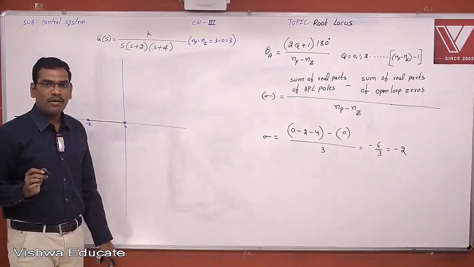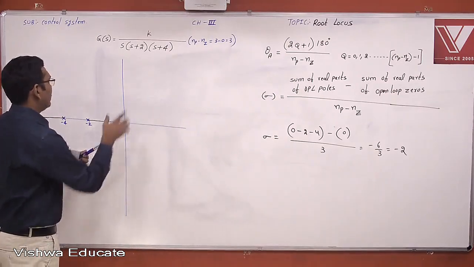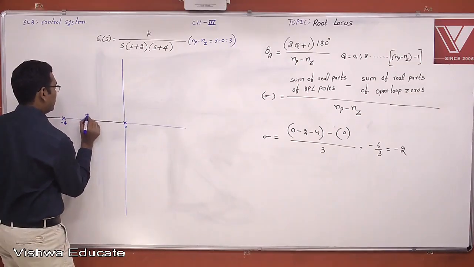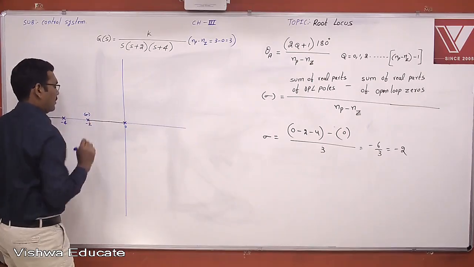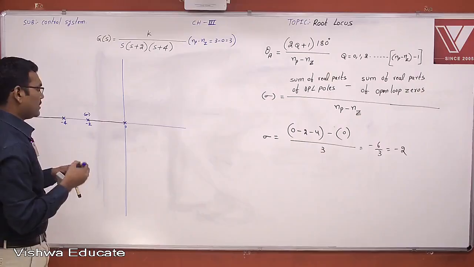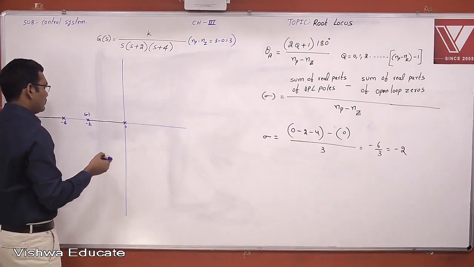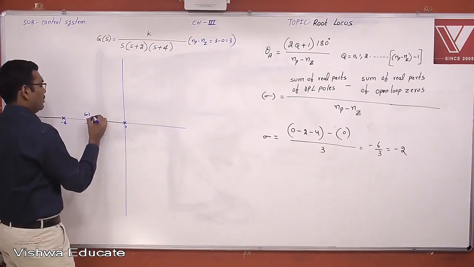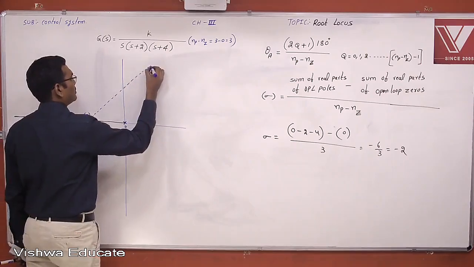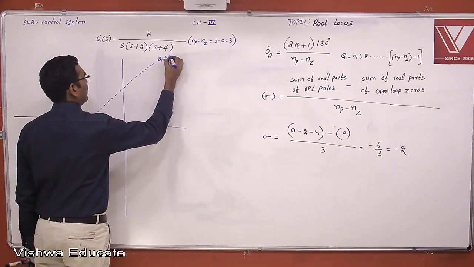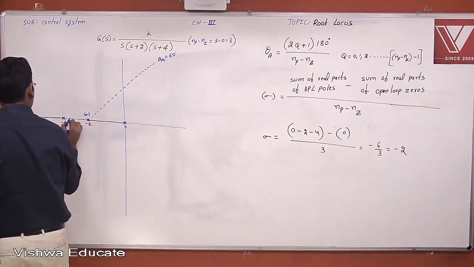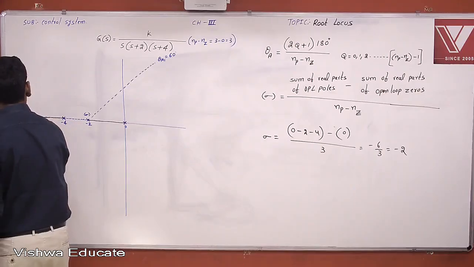Now the centroid sigma. What is the centroid sigma? Just now we calculated it for this particular problem. The centroid sigma is the intersection point. Yes, this is the intersection point. Now from here, the angles of asymptote. What is the first angle of asymptote? You have already calculated the angles of asymptote. Now the first angle of asymptote is 60 degrees. This is the first angle of asymptote. And the second angle of asymptote is 180 degrees.